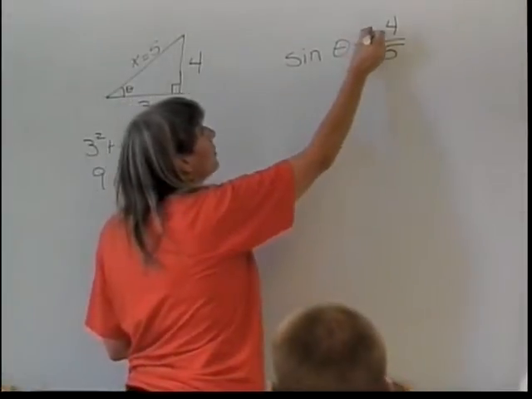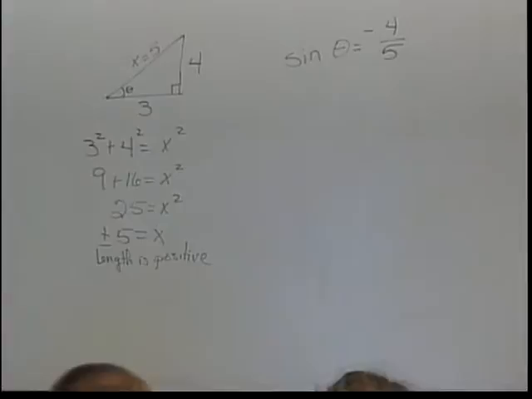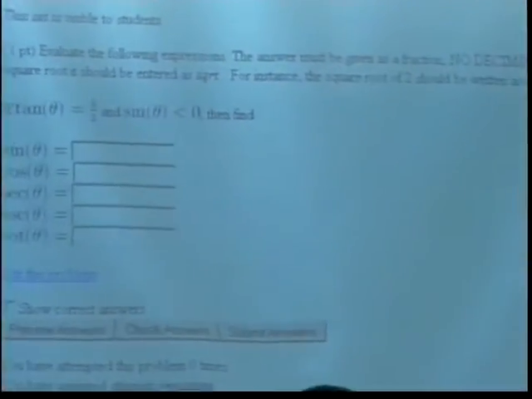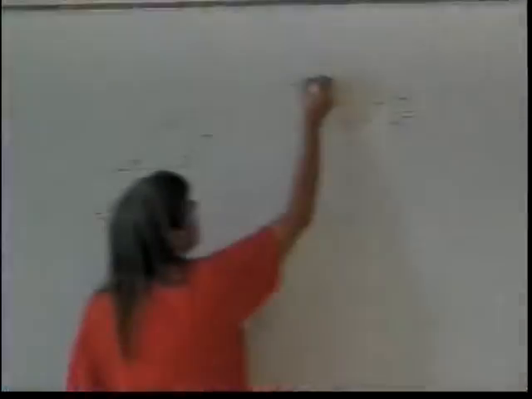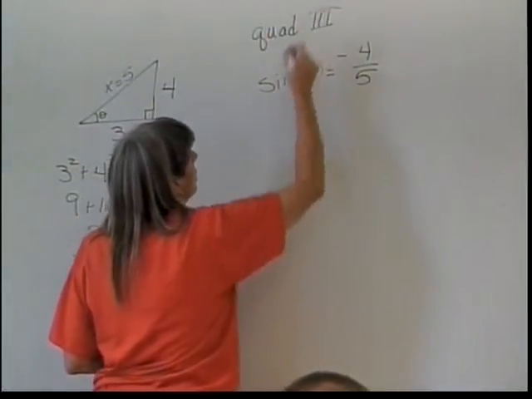Okay, that one's negative. But for the rest of them, I'm going to need to know what quadrant I'm in. So here I have a positive tangent and a negative sine. What quadrant does that happen in? Quadrant 3. Everybody's okay with that? A positive tangent and a negative sine happens only in quadrant 3. So I'm in quadrant 3. That's going to help me figure out what my positive and negativeness is for all the rest of the problems.